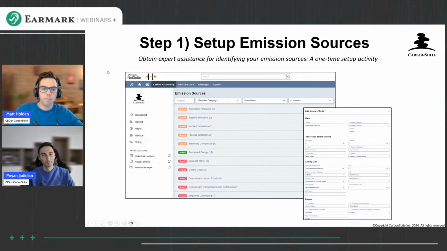Okay, so within CarbonSuite, our first step is to set up what we call an emission source. This is effectively a mapping from your financial data to your sustainability data. Again, financial accounting is good at tracking transactions within the narrow boundary of what is financially material. Carbon accounting goes further and it tracks it all the way through the value chain. And so the first step is to set up these emission sources to understand how that mapping actually works in the system.